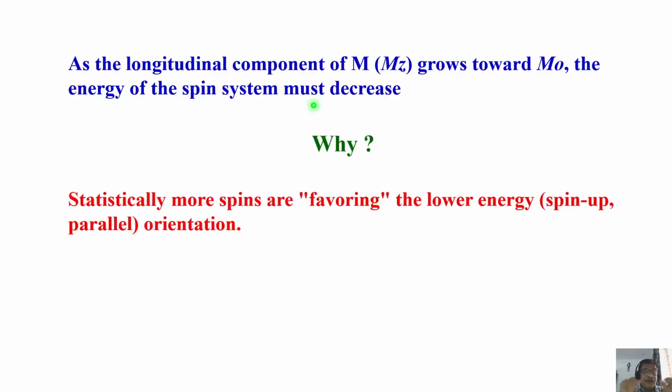Now, as the longitudinal magnetization grows to M0, it has to lose energy, I said. Then why should it lose the energy? Because statistically, more spins are favoring the lower energy, that is the spin up orientation, than the other orientation. So as a consequence, it has to lose some energy.